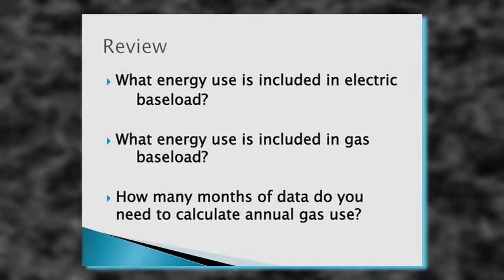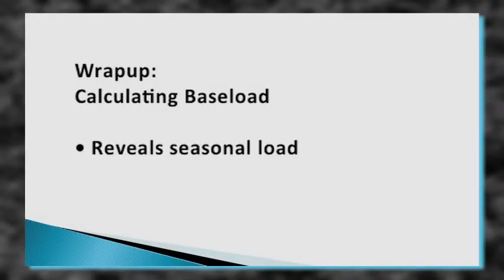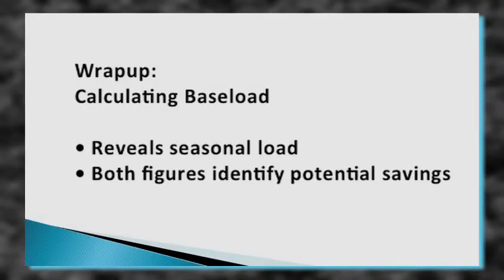And when I say 3 or 4, remember, let's head back up into the mountains again. We're up in the mountains. Guess what? Our heating season is longer, so those peaks get bigger and that valley gets narrower, and we might end up at a point where grabbing 4 isn't practical. We really want to just grab 3. So calculating base load shows us the seasonal load. Both of these figures help us identify the areas that have the greatest potential for savings.